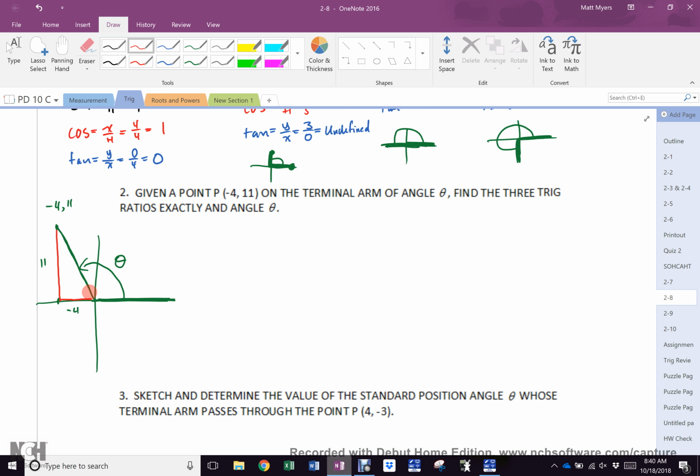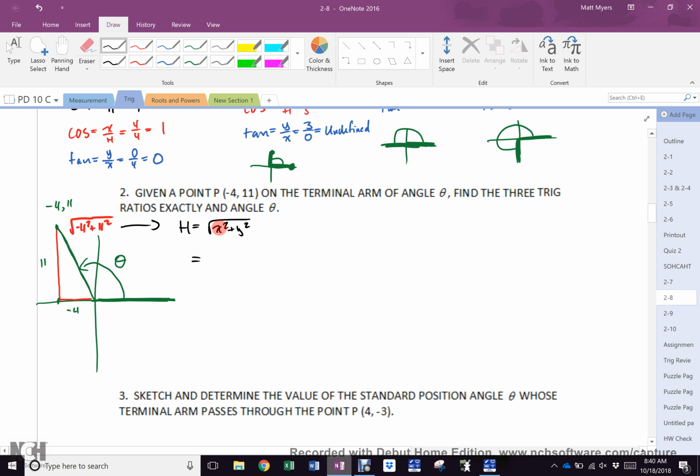All right, now, what do you know about the hypotenuse? If you had this drawing, you would do the square root of negative 4 squared plus 11 squared, yes? But without the drawing, you also know that the hypotenuse equals the square root of x squared plus y squared, yes? So even without the drawing, you could still do this. What is the hypotenuse? And this is where the new thing happens.